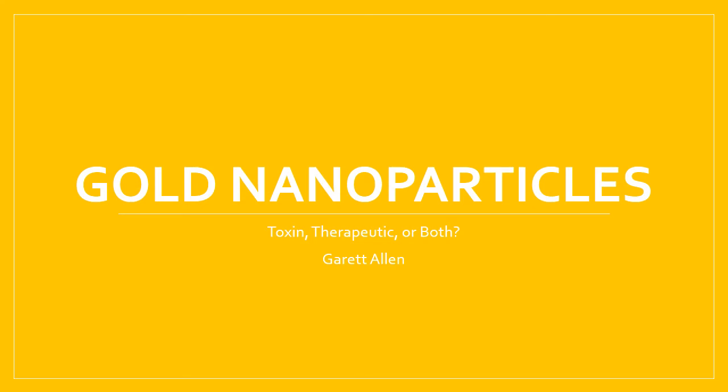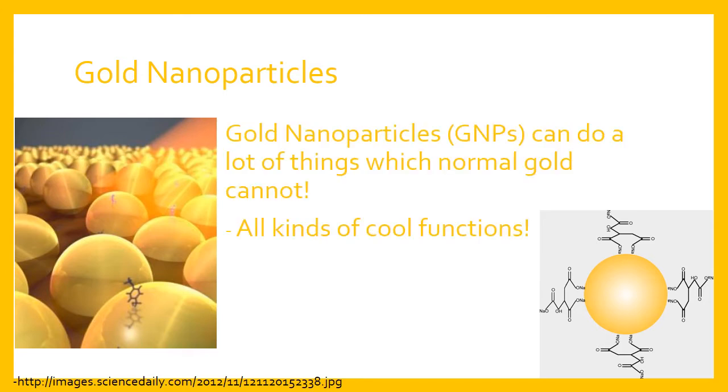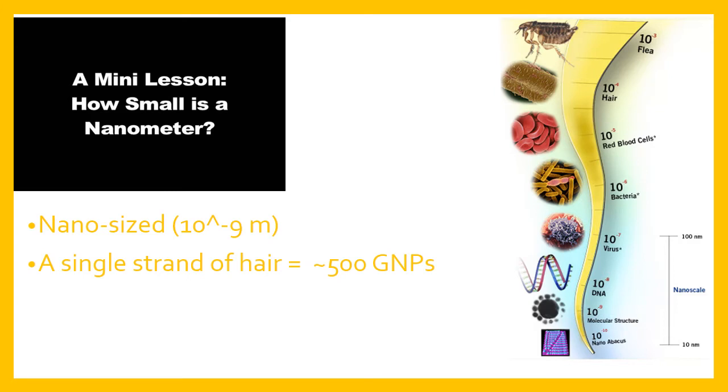With the rapidly expanding field of nanotechnology, it is important to understand the possible toxic effects which nanoparticles can have on living organisms. Gold nanoparticles are submicroscale gold structures which are found in nature and are synthetically made. Gold nanoparticles are capable of doing a lot of functions which normal gold in bulk cannot do. It is often difficult to grasp how small a nanoparticle really is. The width of a single human hair is about the same size as 500 gold nanoparticles.